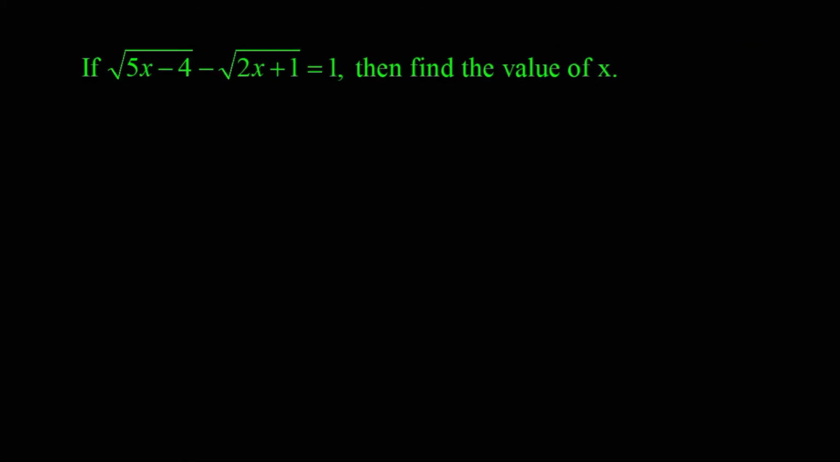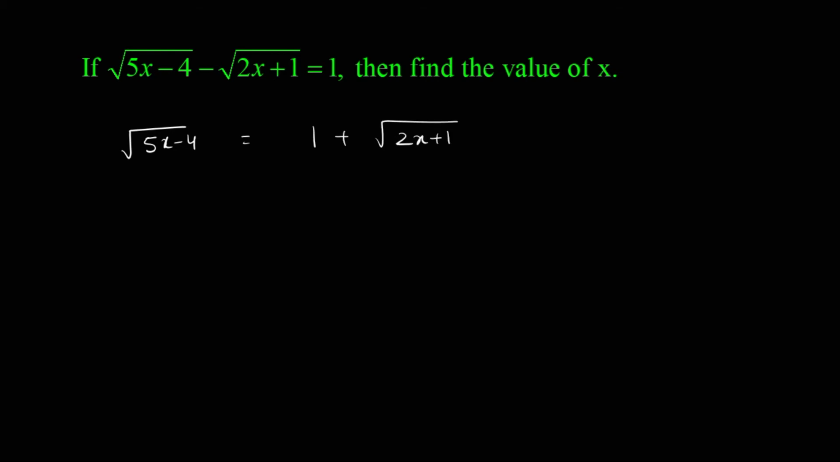Now the next question is: if the square root of (5x - 4) minus the square root of (2x + 1) is equal to 1, then what is the value of x? So here we have to find the value of x which satisfies this equation. So we can write the square root of (5x - 4) as 1, and if we transpose the minus square root of (2x + 1) to the right hand side, this is plus the square root of (2x + 1).